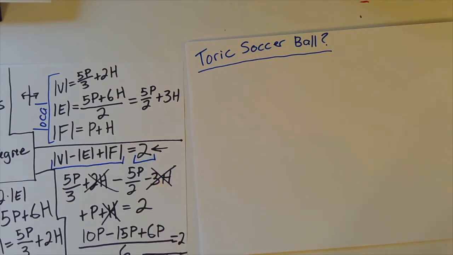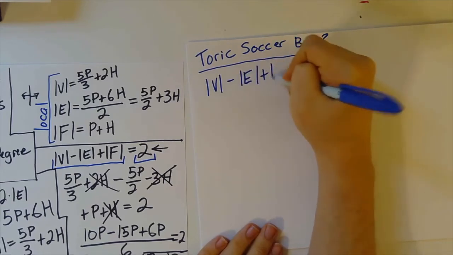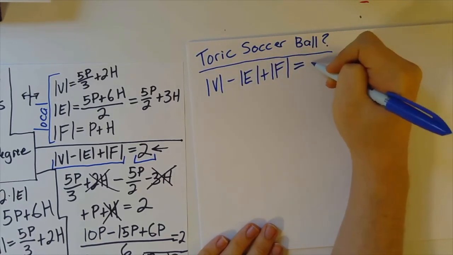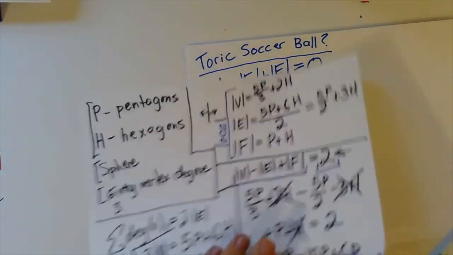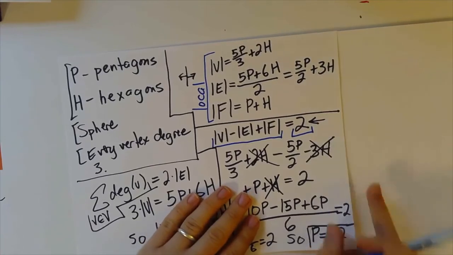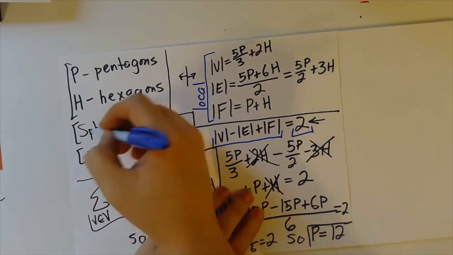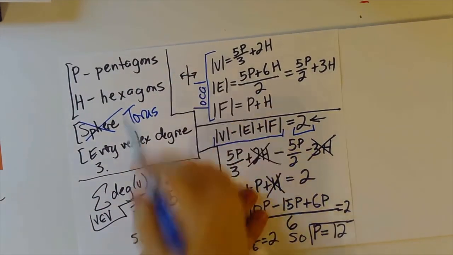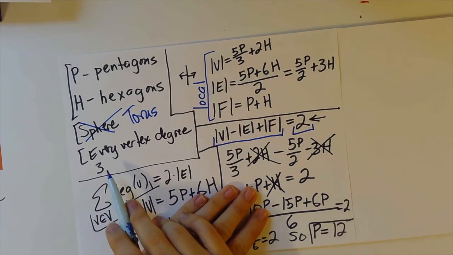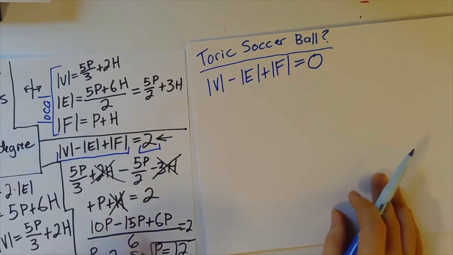Okay, so here on the torus, the number of vertices minus the number of edges plus the number of faces is equal to now 0. Remember, I'm using all the same rules as before for what defines a soccer ball. I'm using pentagons and hexagons only. Well, it's now on a torus. That part we have to change. But we're still putting it together in such a way that every vertex has degree 3. And so using those same rules, we get to the same equation.